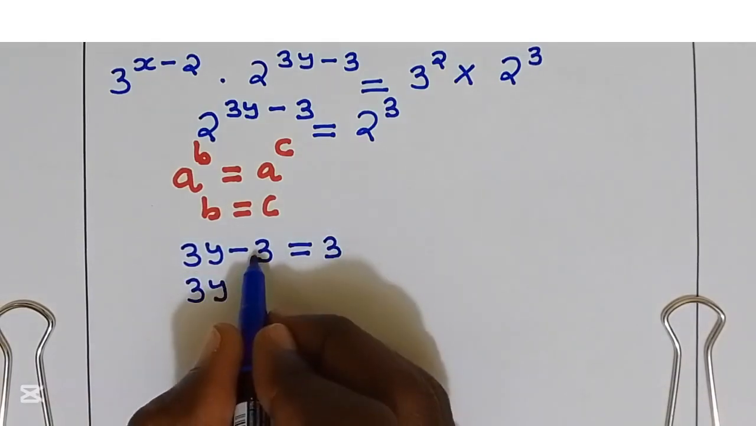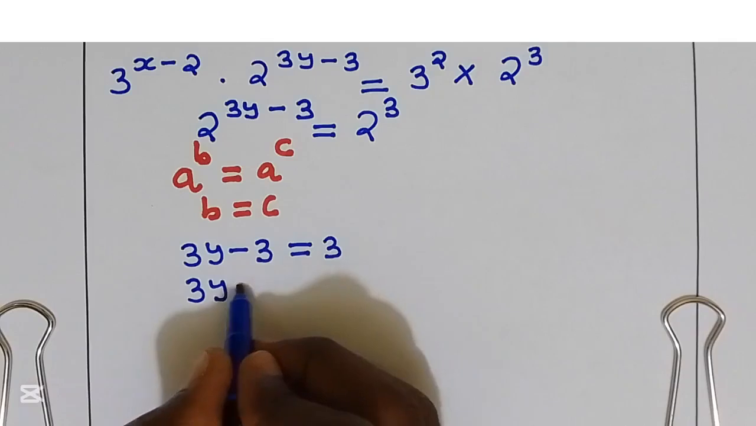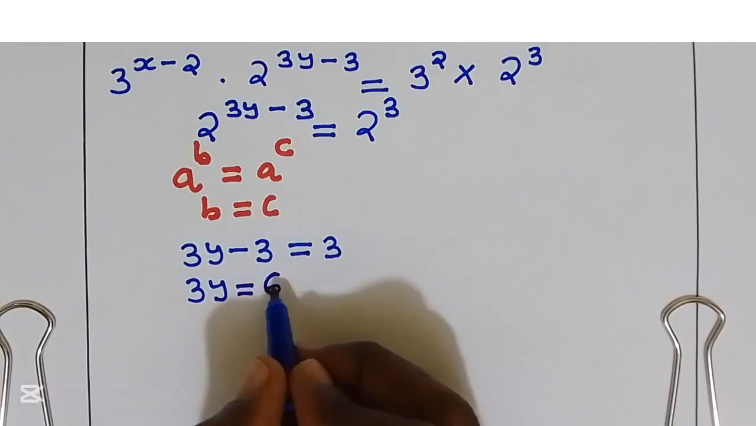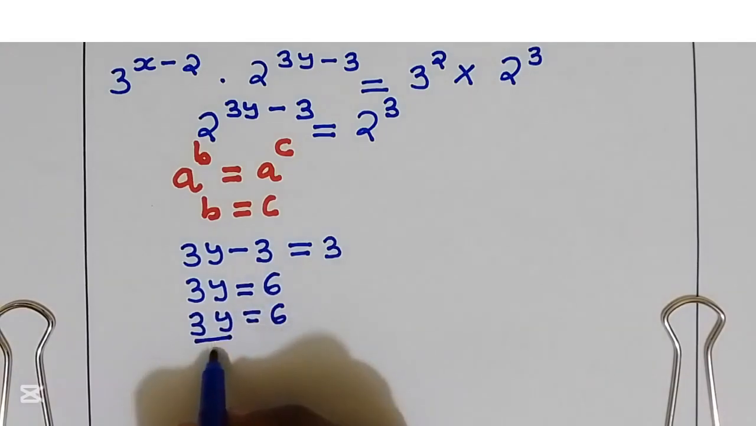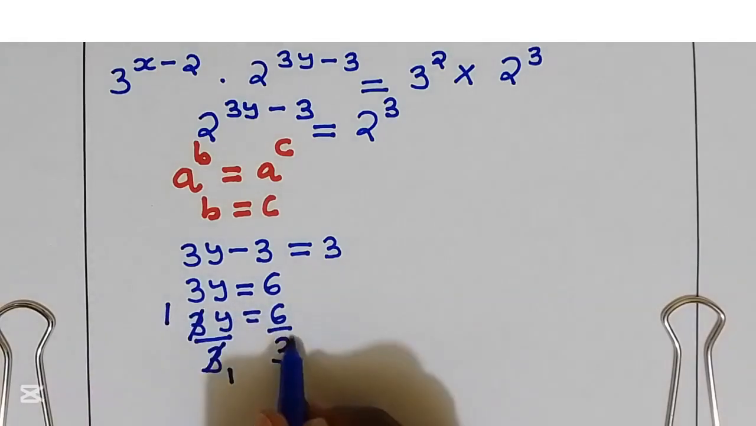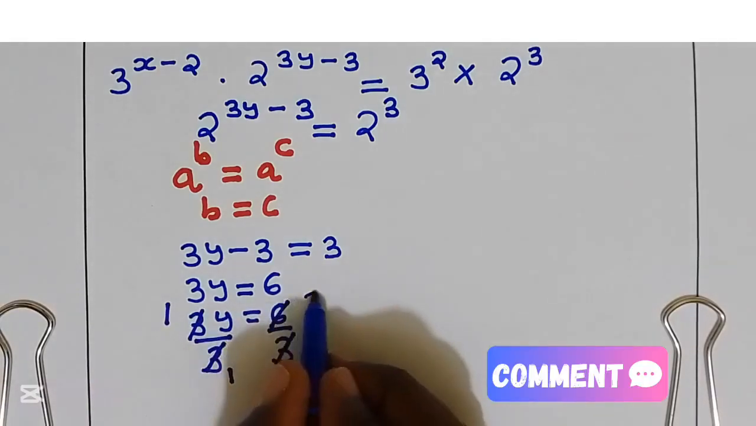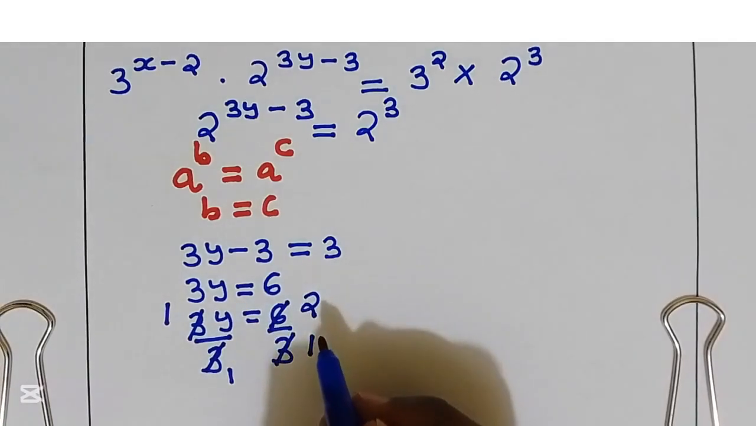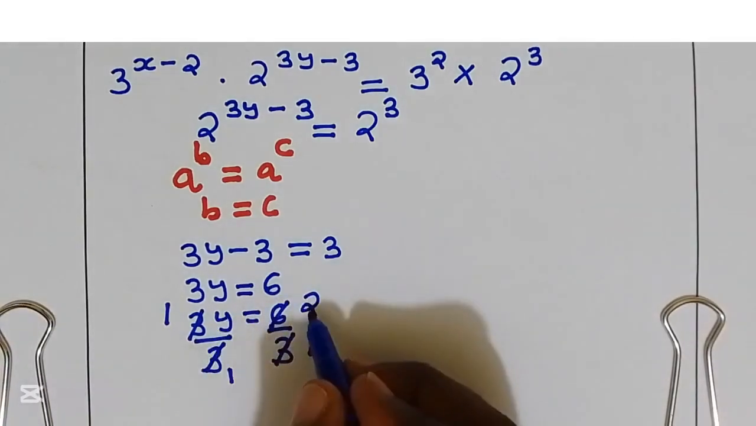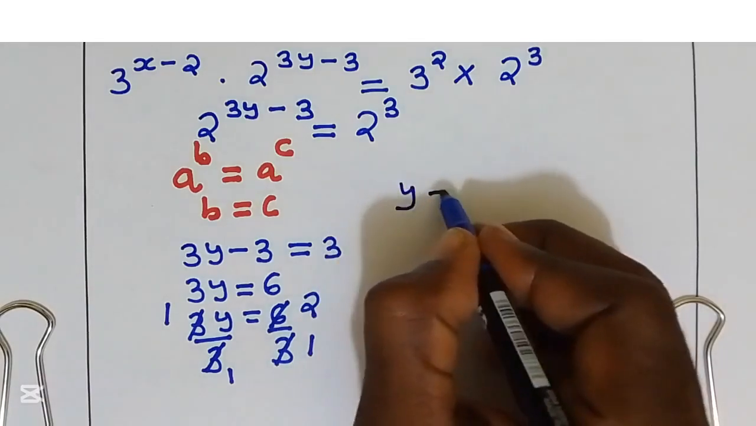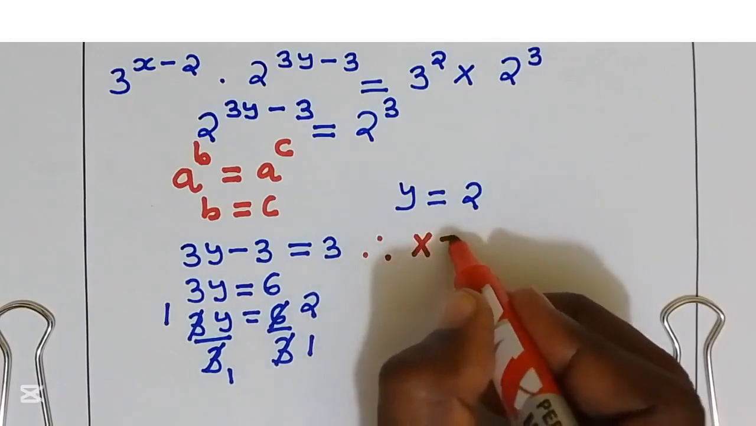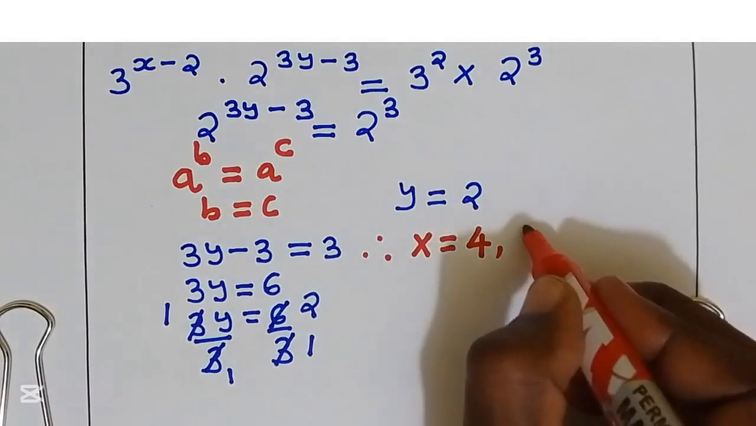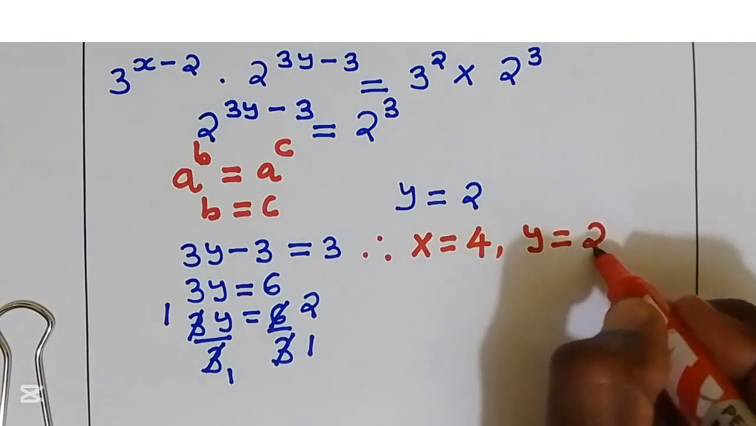3y, bring 3 to the right hand side. This will be equal to 6. 3y equal to 6. I'll divide by 3. By 3, I get 1. By 3, 2. Now, y is equal to 2. The value of y is equal to 2. The value of x is equal to 4. And the value of y is equal to 2.